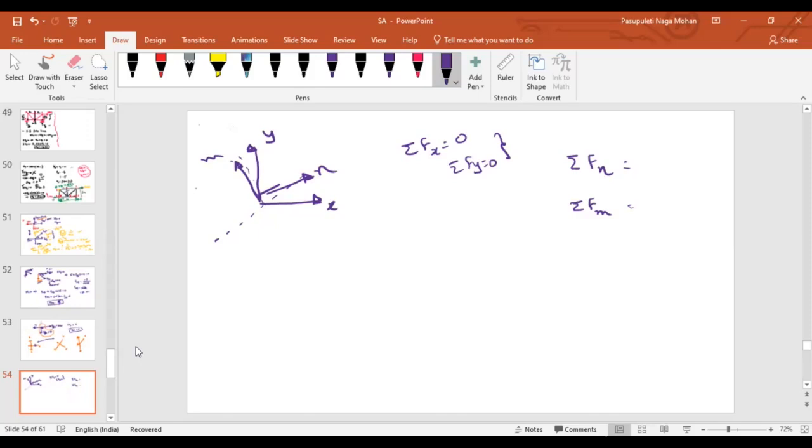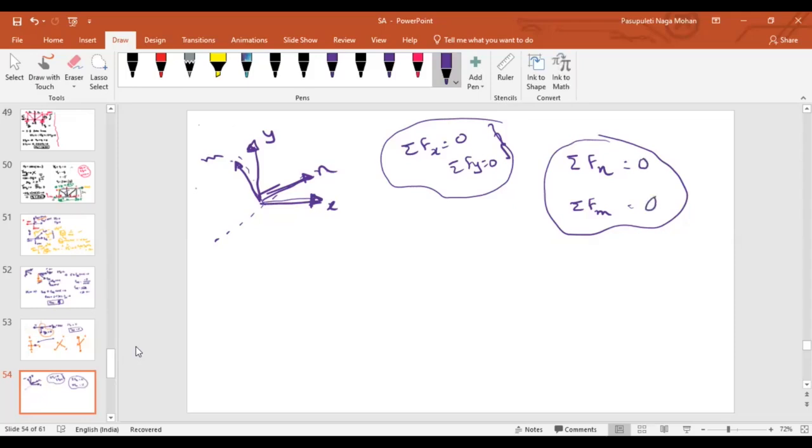There may be a structure that is built up. One time, I'm resolving the forces along X and Y. In the other case, I'm resolving the forces along some other orientation N and M. If the forces along X and Y are equal to 0, what will be my summation of forces along the other orientation? That will be 0.